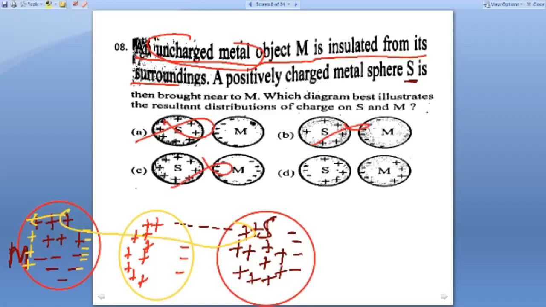Let's see, 1, 2, 3, 4. Same uncharged body, so this side is negative and this side is positive. So figure D is the correct answer.